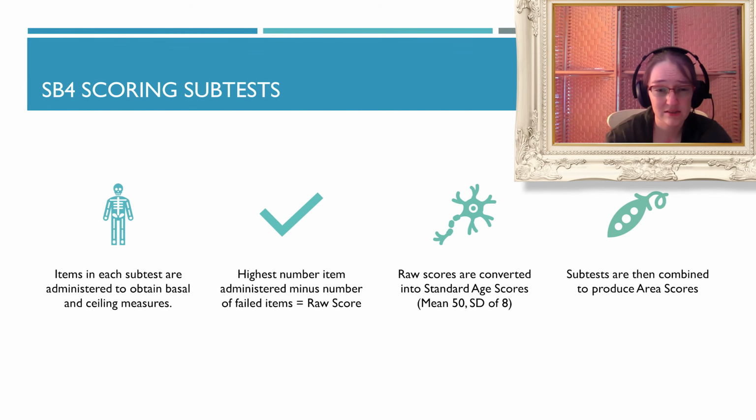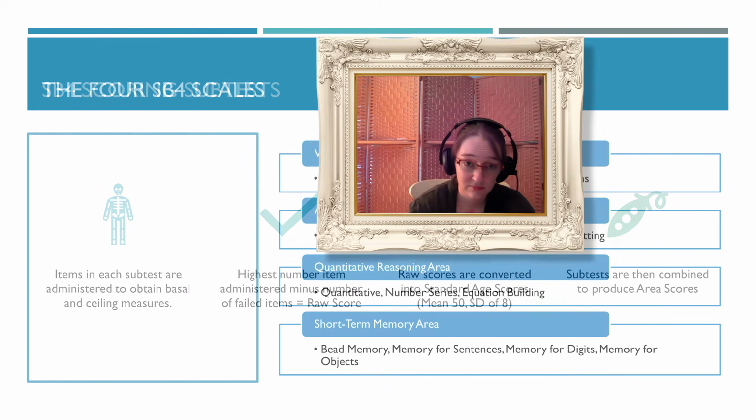How do we combine these? Items of the subtests are administered to obtain both basal, the minimum that you definitely are proficient at, and ceiling measures. The highest number of items administered minus the number of failed items is your raw score. This raw score is converted into a standard age score, which has a mean of 50 and a standard deviation of 8. And then these subtests are combined to produce area scores.